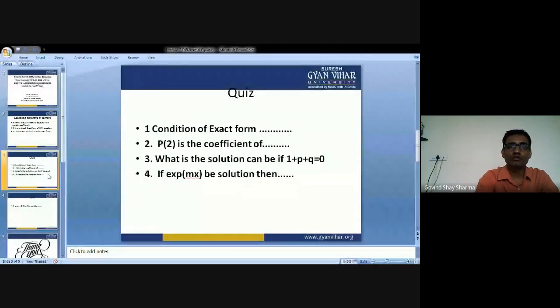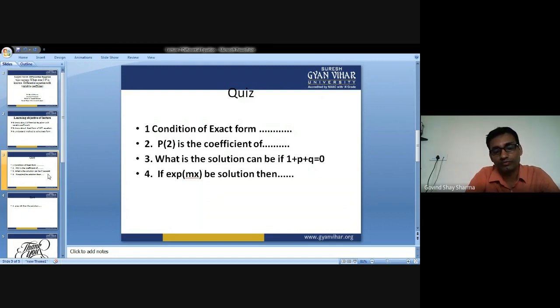Yes, condition of exact form. The first question I am asking you is the condition of exact form. Exact form means, as I told you, when a linear differential equation has variable coefficients, the condition is P2 minus P1 dash plus P0 double dash. This is the exact form condition and you have to learn it every time.